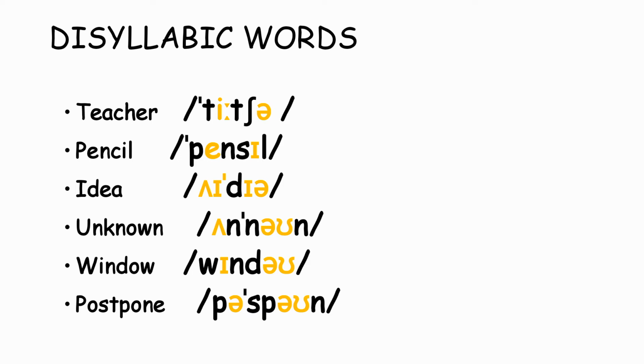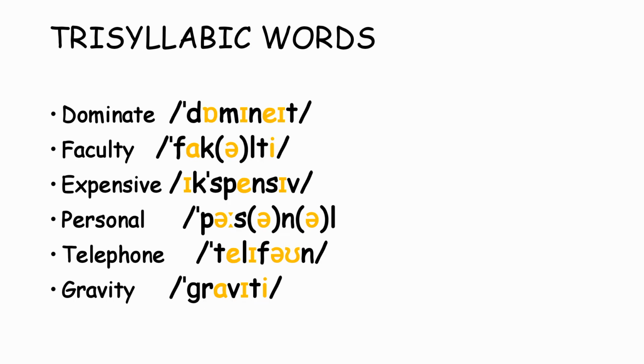Yes, let's move on to trisyllabic words. Tri means three. A word in which there are three vowel sounds, therefore three syllables are there. That's why it is a trisyllabic word. Examples: dominate. Three vowel sounds are there. That's why three syllables are there. Therefore, it is a trisyllabic word.